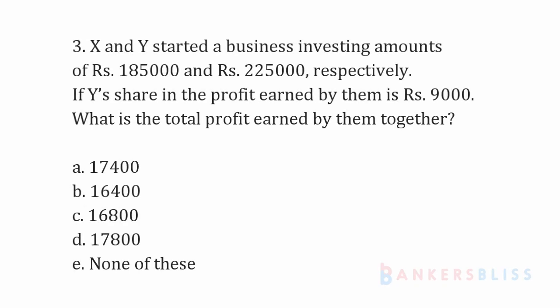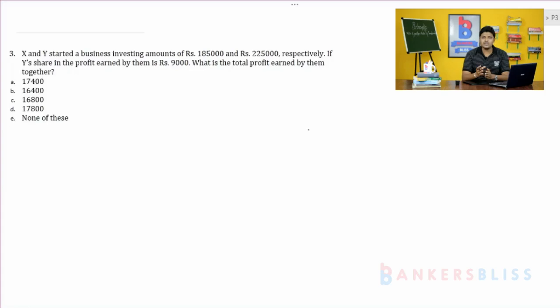X and Y started a business investing amounts of rupees 1,85,000 and 2,25,000 respectively. If Y's share in the profit earned by them is rupees 9,000, what is the total profit earned by them? See, in the previous problem, they mentioned a total profit of 74,500 and you were supposed to calculate the share of A.